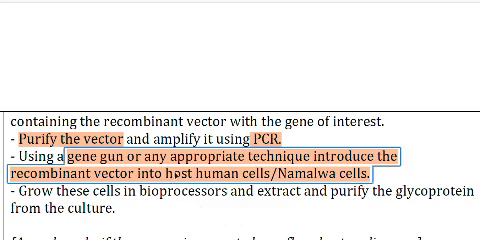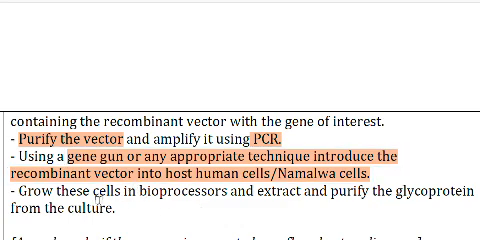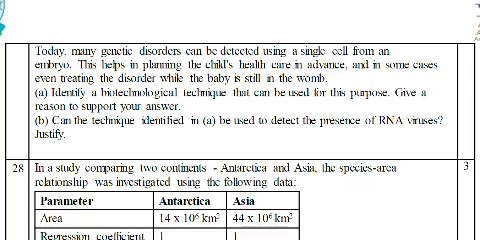And if you want to produce erythropoietin in large amounts, use biofermenters or bioreactors and make these cells produce the hormone in large amounts, then purify it from the culture medium. Today, many genetic disorders can be detected using a single cell from an embryo. Okay, it is about genetic disorder detection.